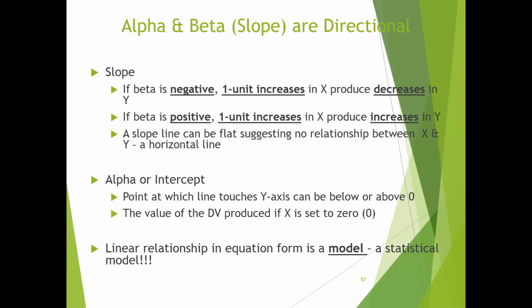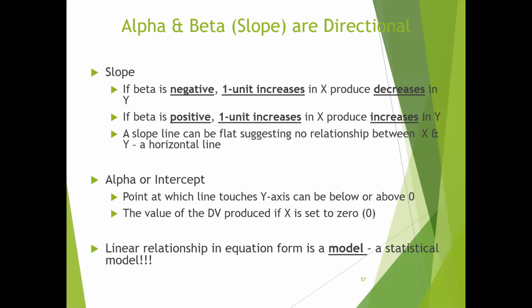Okay, so no relationship, the slope looks like that. Positive relationship, the slope looks like that. Negative relationship, the slope looks like that. And the differences in magnitude, in terms of how flat or how positive, are reflected in the values of beta. Now, I have a definition here of what alpha, or the intercept, is that I've already talked about, but the last sentence is really crucially important here.